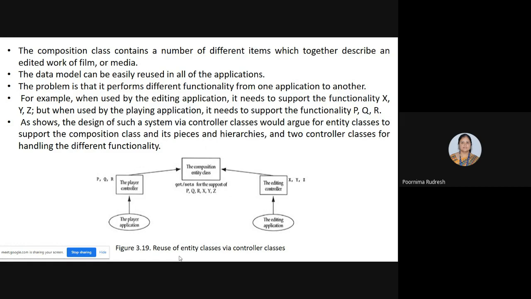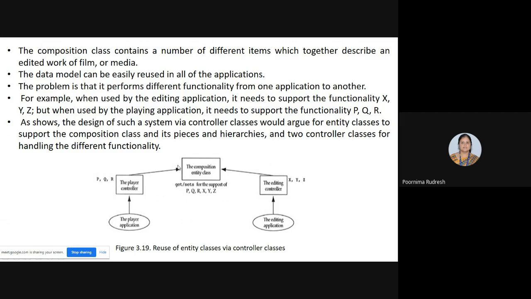Then the design of such a system via controller classes would argue for entity classes to support the composition class and its pieces and hierarchies, and two controller classes for handling the different functionality. So some designers may argue that since we have different types of applications, like the editing or the playing applications, then based on the type of application we need to create controller classes, so that the controller classes will handle the different functionality. We'll have one controller class that will handle the editing functionality, and another controller class which supports only the playing application.